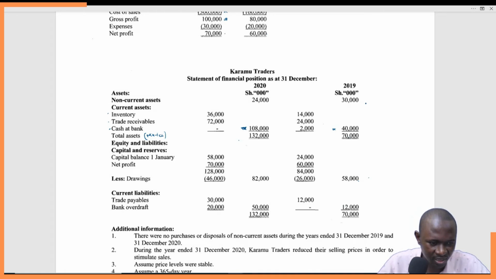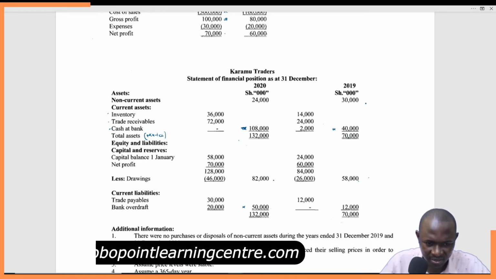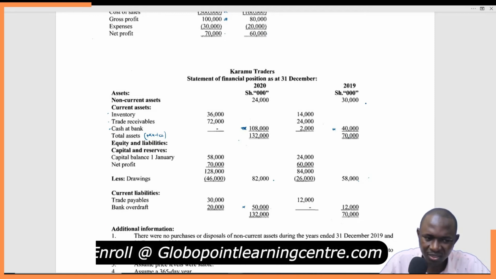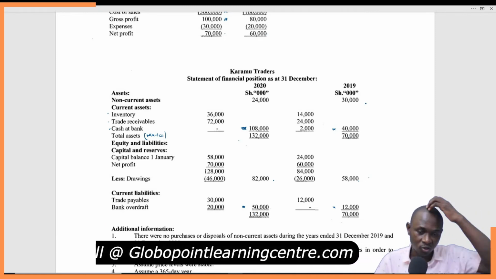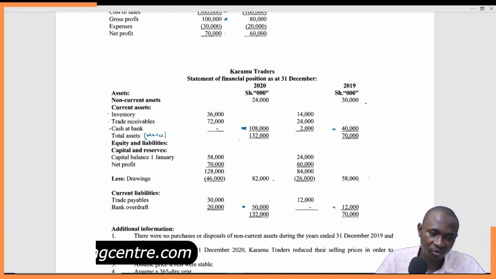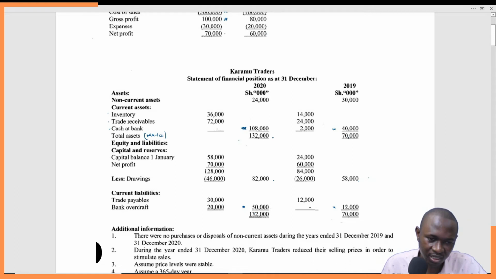Then current liabilities, here we go, 50,000. We are not interested in the total liabilities. When you add this plus this, you get total liabilities, but we are interested in current liabilities. So it's 30,000 plus 20,000, which is 50,000. This is the figure we're interested in, and this is the figure for 2019. So 2019 will be 40,000 divided by 12,000. 2020, 108,000 divided by 50,000.